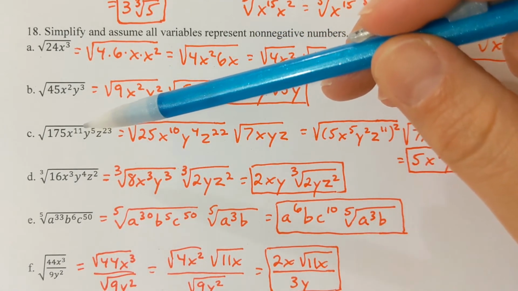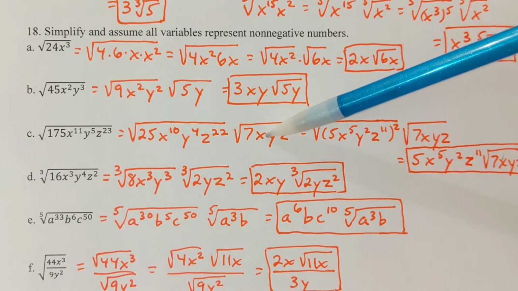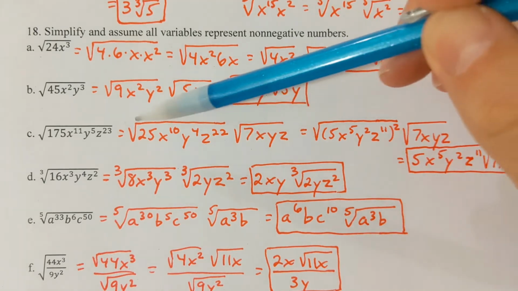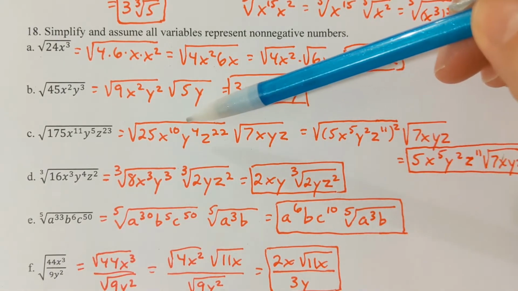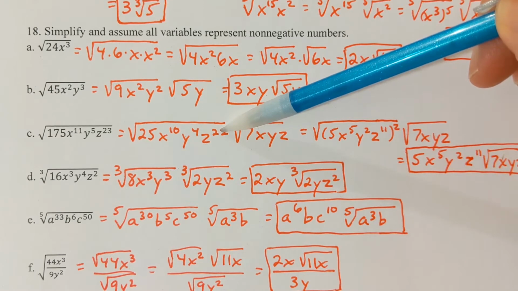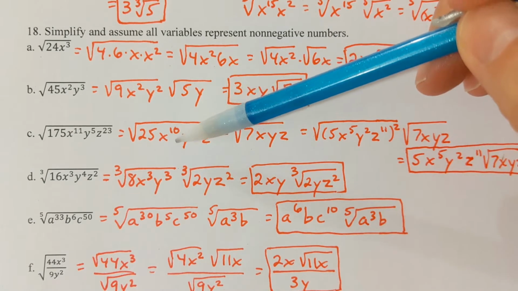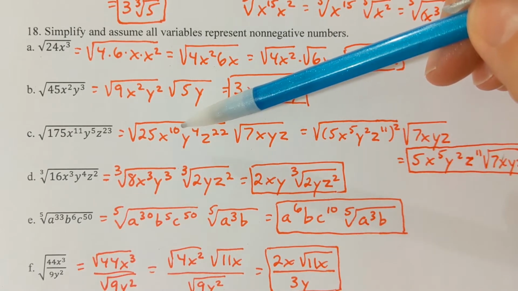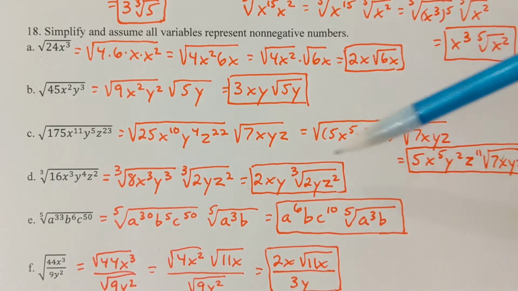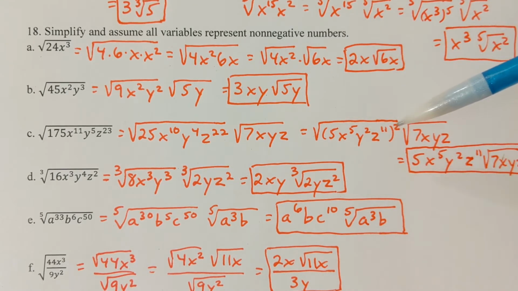X to the 11th, that's the same as x to the 10th times x. And in the case of a square root, I'd want anything with powers to be even numbers. X to the 10th, that's the same as x to the 5th squared. Right? And that's what I'm doing in the next line. I'm rewriting this as the square root of something squared.